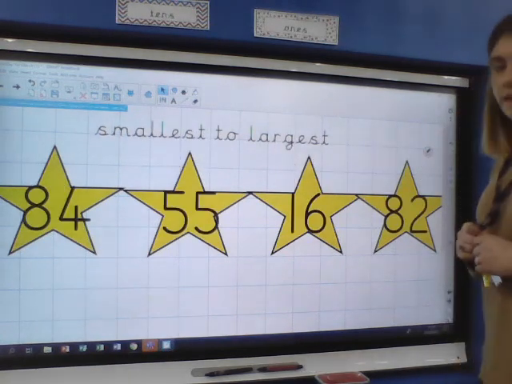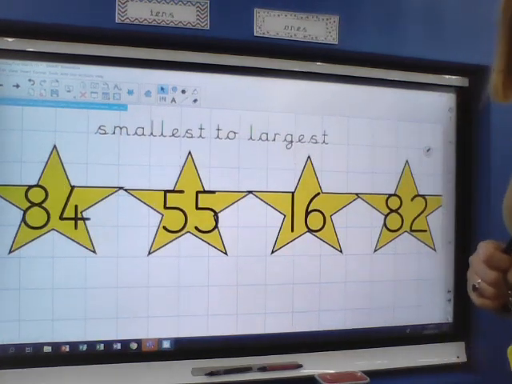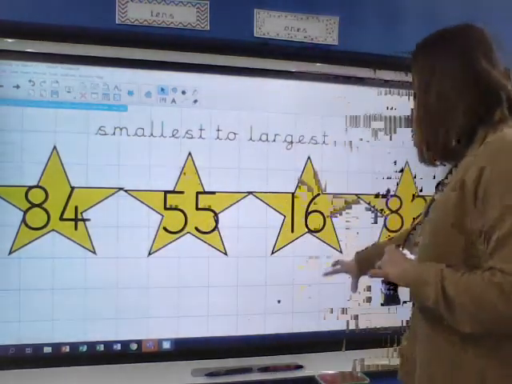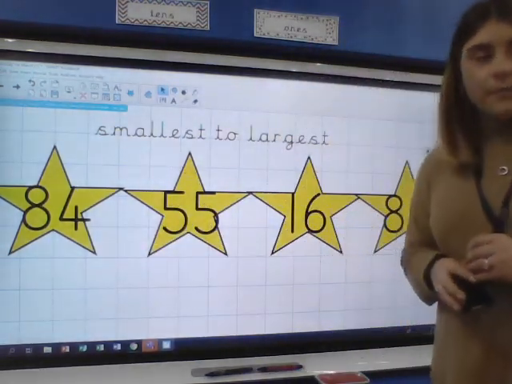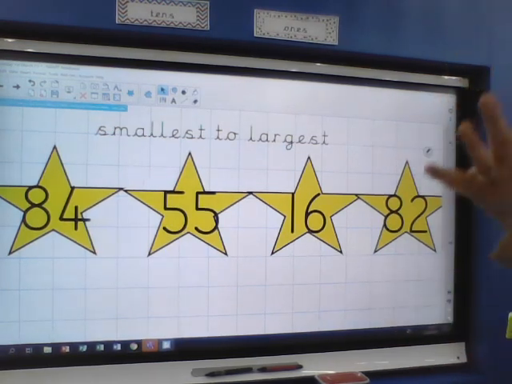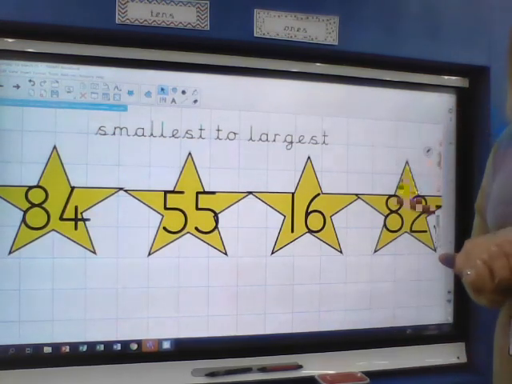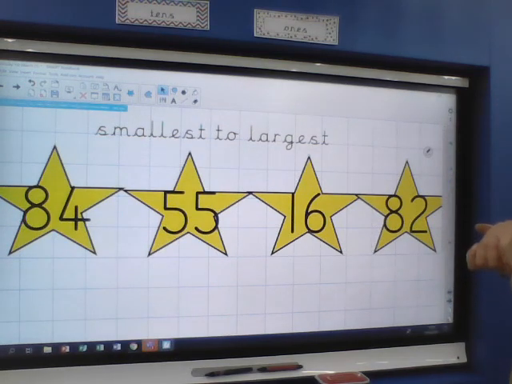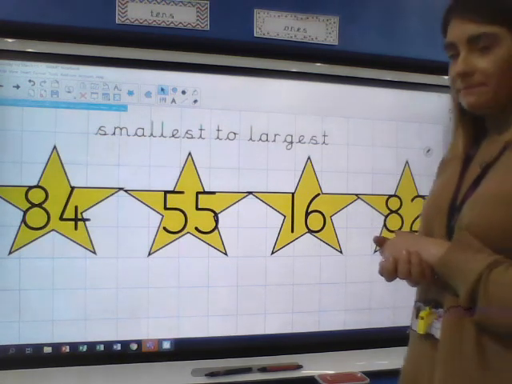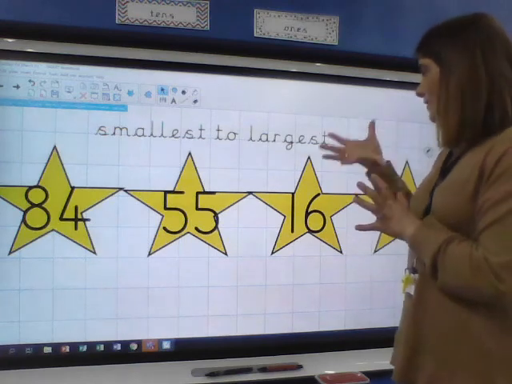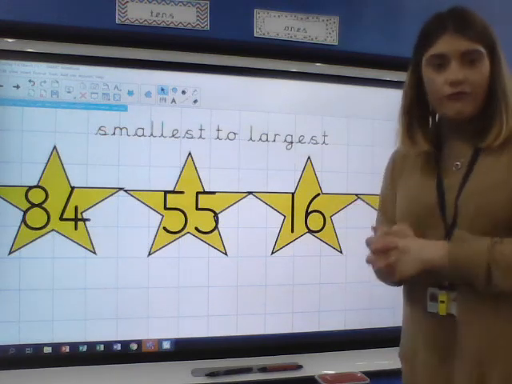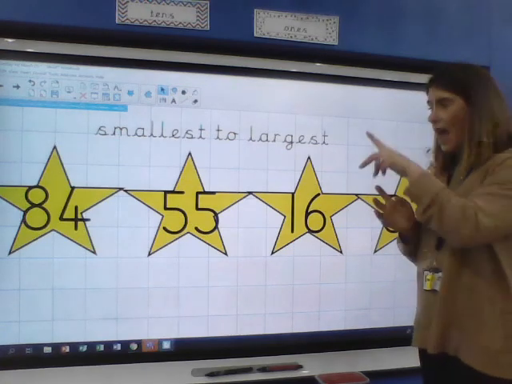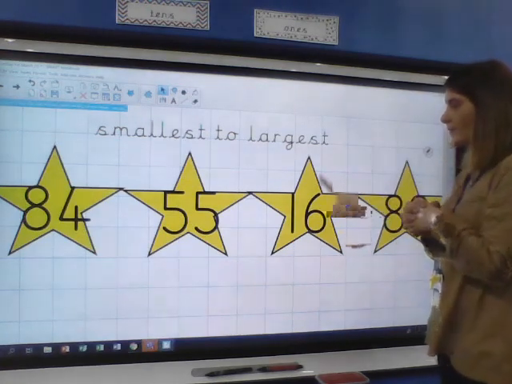Okay, so have a go at this time on your own. On your whiteboard, we've got 84, 55, 16 and 82. So remember to start with the number with the smallest, the least amount of tens. So which number there has got the least amount of tens? Okay. And then after that, move on to the next number and then your greatest number, your largest number. Now, pause the video and have a go at that on your own first of all.